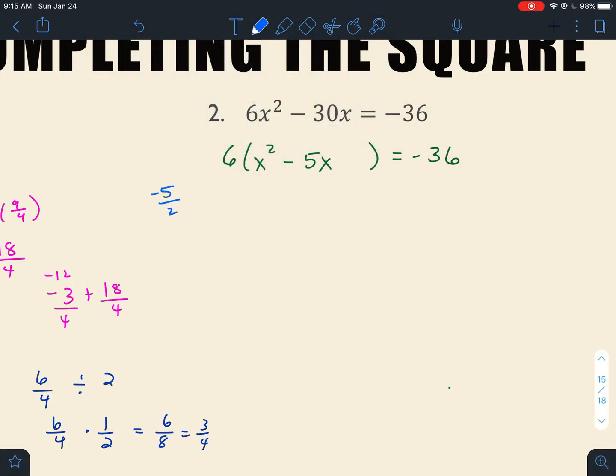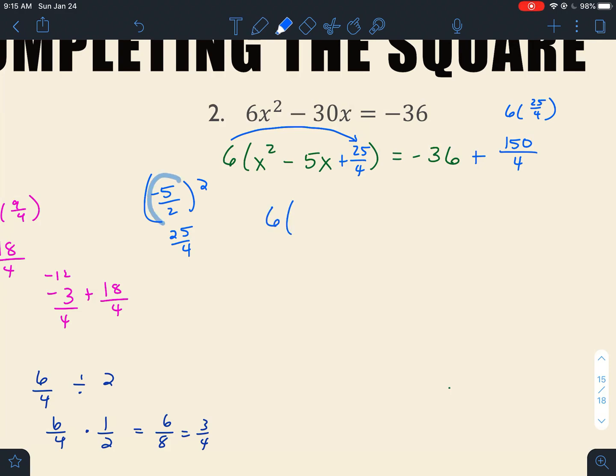So negative 5 divided by 2 squared would become 25/4. So I'm going to add 25/4. And then really, I'm taking 6 times 25/4, which would be 150. So I'm going to really add 150 over 4 to this side because that's 6 times 25 over 4. And then I factor. That would be 6. And then notice, since it's a fraction, I can just use the trick.